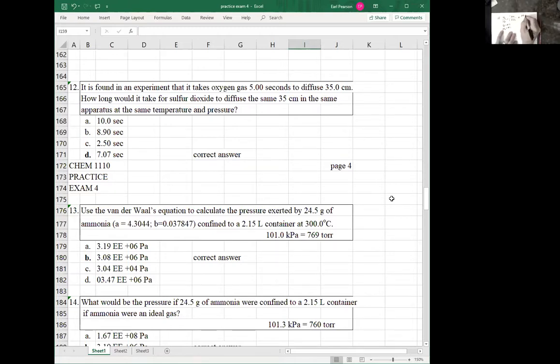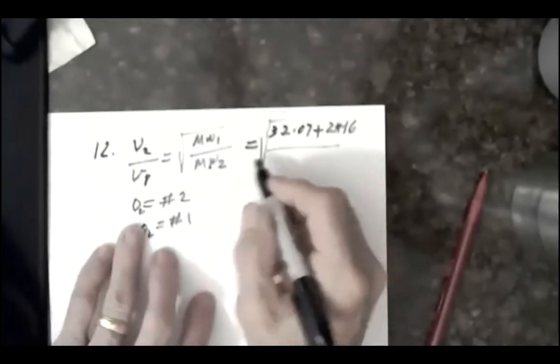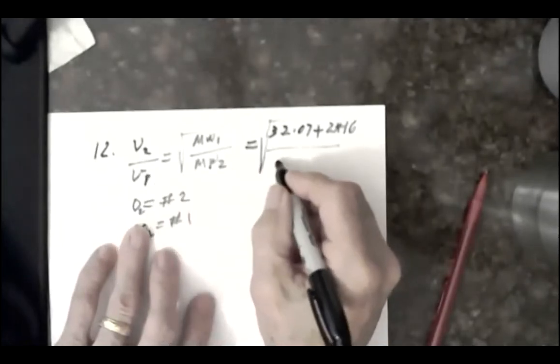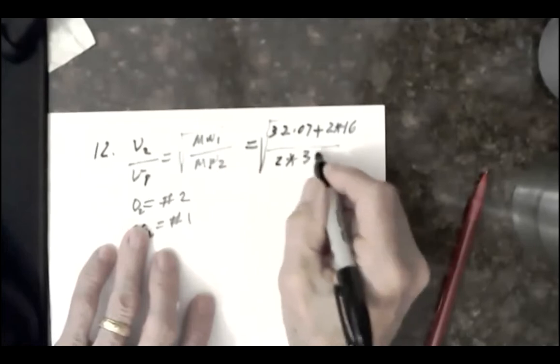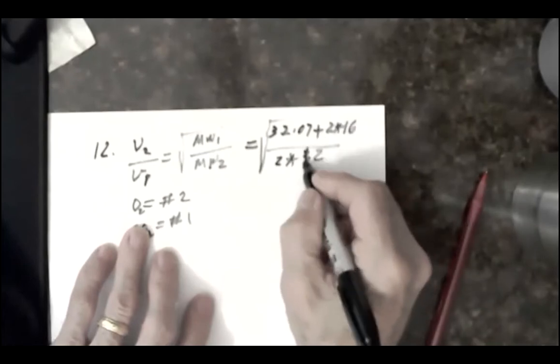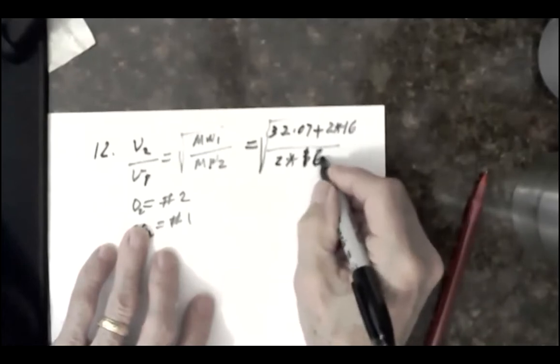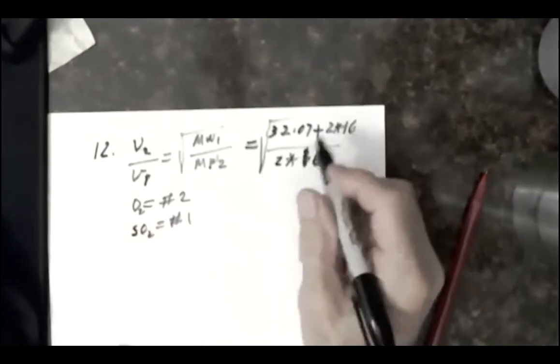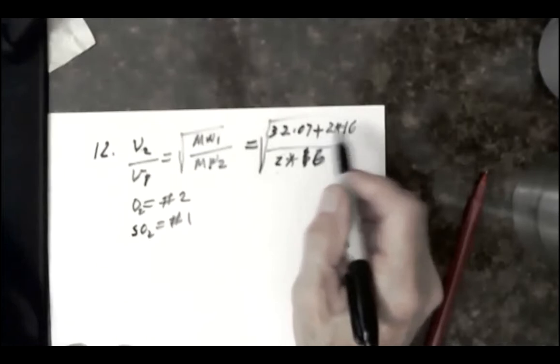32.07. And it's got 2 oxygens, so that's 2 times 16. All right. And for the oxygen is number 2. Oxygen, it's O2, 2 times 16. I did it in my head while I was writing it down. Okay, so there 2 times 16, 32.07 plus 2 times 16 up there.